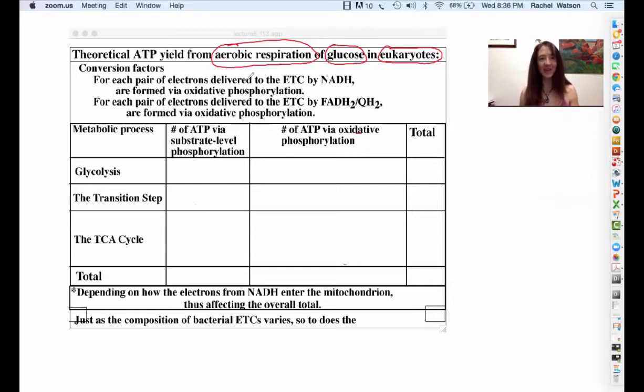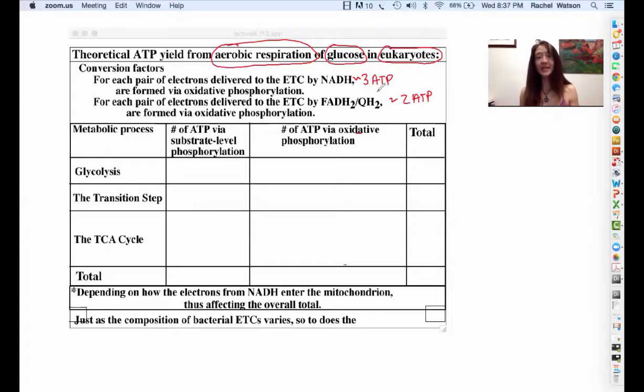So for each pair of electrons delivered to the ETC by NADH, 3 ATP are formed via OXPHOS. But as we know, the yield is slightly lower for FADH2 or QH2, and we know that that is approximately 2 ATPs. And I should really put approximately here on 3.2. This is a whole number estimate that we use. That is not exactly the amount of ATP yielded, but it gives us an estimate.